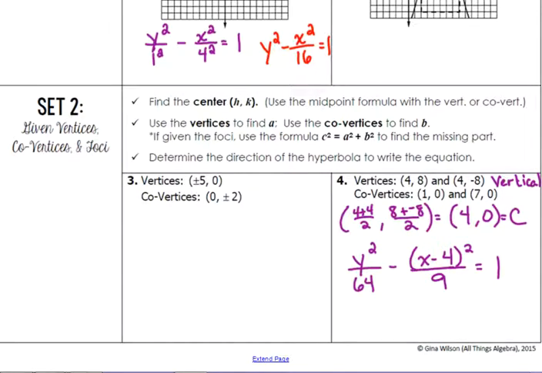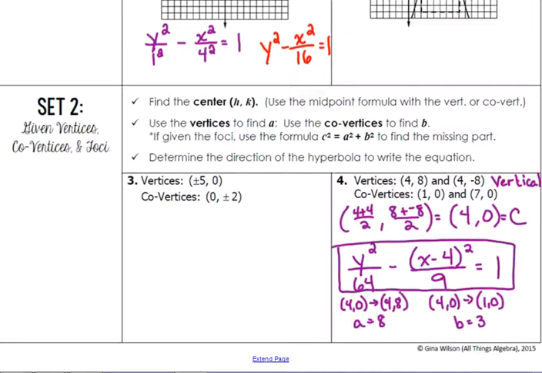Let me write that down here. So when you look back at it, you know what we did. 4, 0 to 4, 8, so a equals 8. 4, 0 to 1, 0, b equals 3. Okay, so that's all we had to do. That's the equation. Questions about any of those pieces?